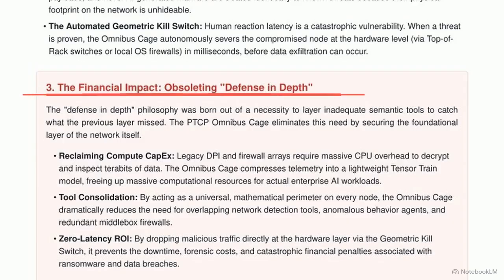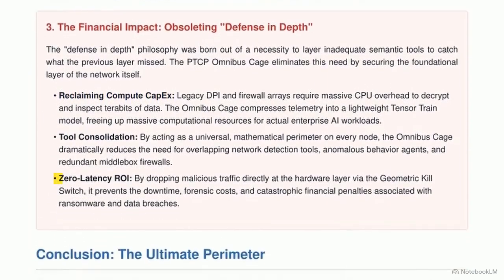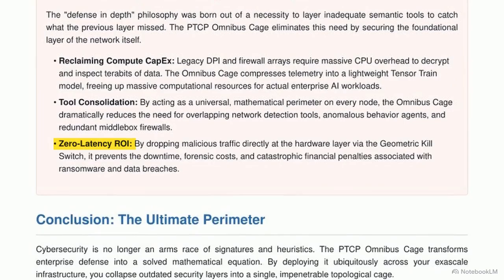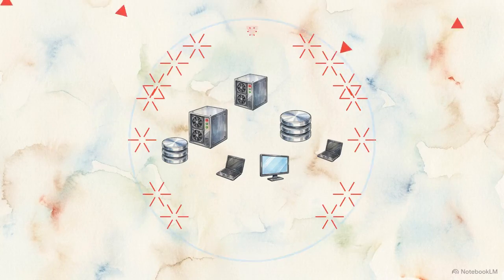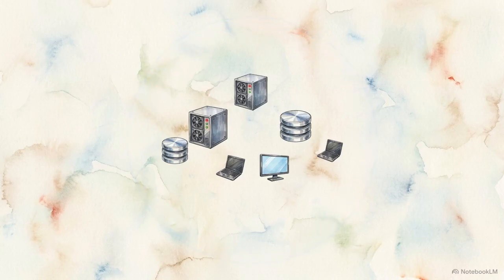This hardware-level security model directly impacts enterprise budgets. By consolidating redundant semantic tools into a single model, organizations reclaim massive CPU overhead lost to legacy arrays. This leads to higher ROI, as automated response prevents the downtime and forensic costs of a successful breach. By moving from code inspection to physical measurement, the PTCP Omnibus Cage allows enterprises to unify their defense behind a single perimeter defined by the network's own geometry.